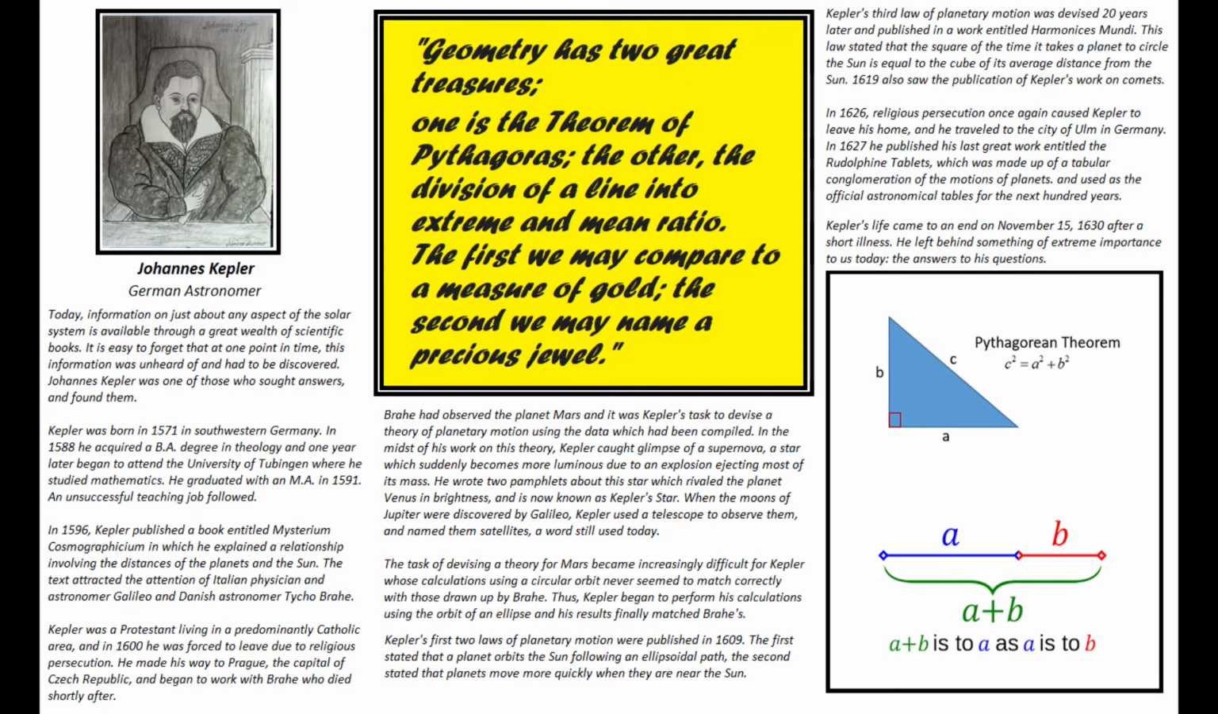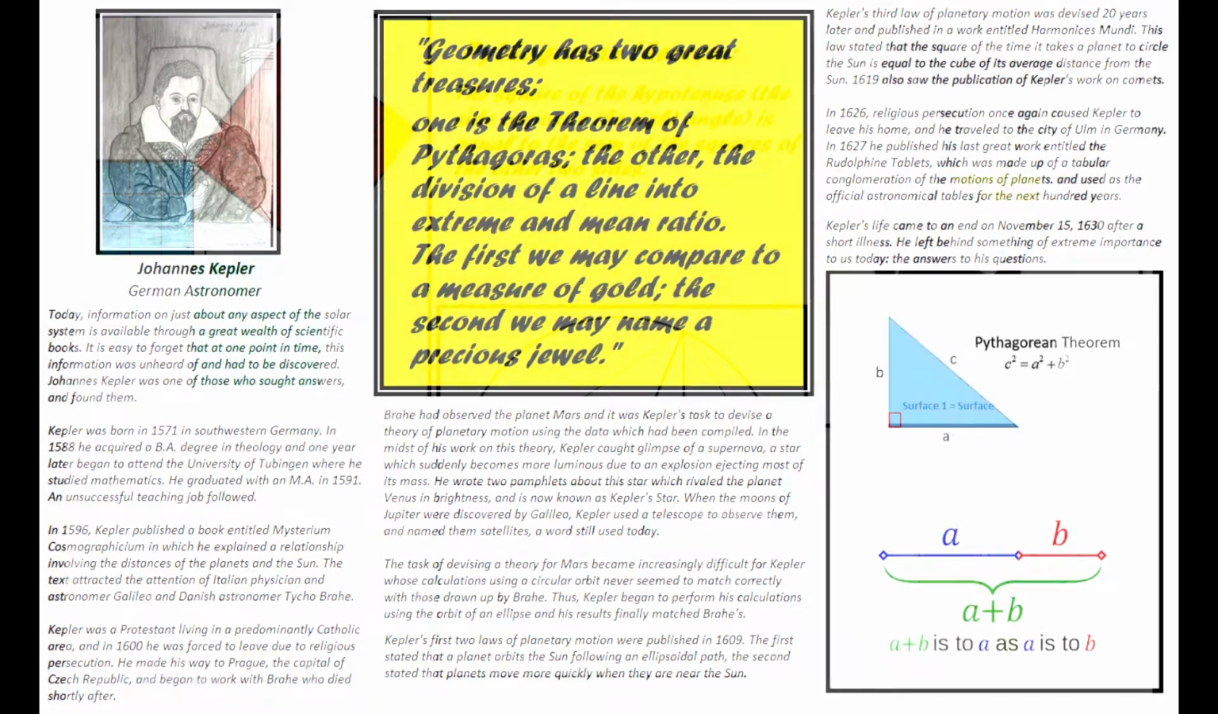Next, let us look at a great quote from Johannes Kepler. Geometry has 2 great treasures. One is the theorem of Pythagoras, the other, the division of a line into extreme and mean ratio. The first we may compare to a measure of gold, the second we may name a precious jewel.